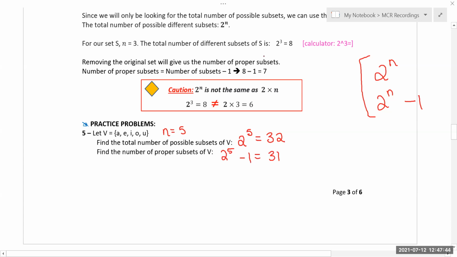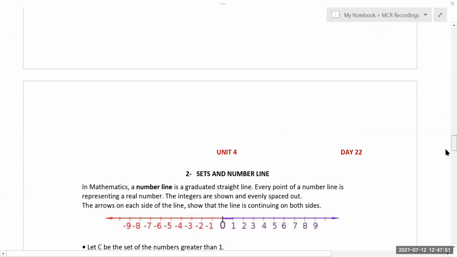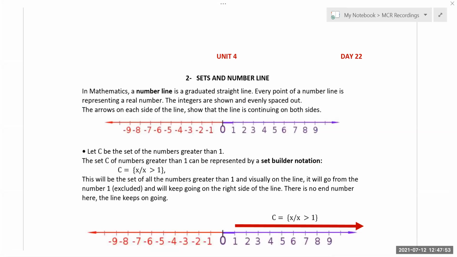So if you accidentally get 2 to the 4th, which is 16, it is not correct. It's just 2 to the 5th, then minus 1. Follow your order of operations there.